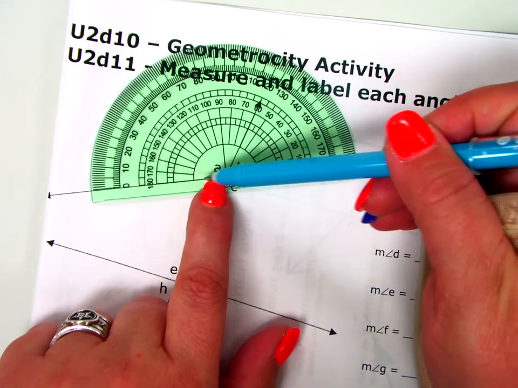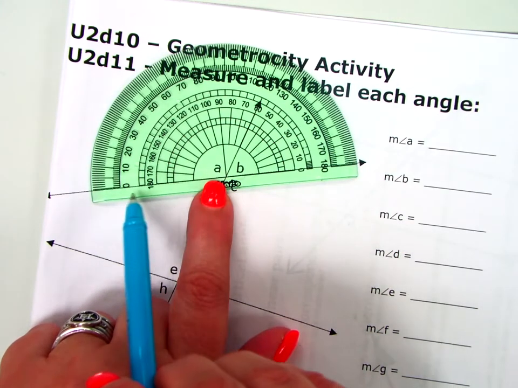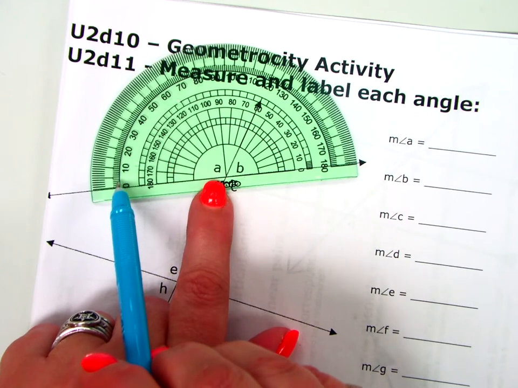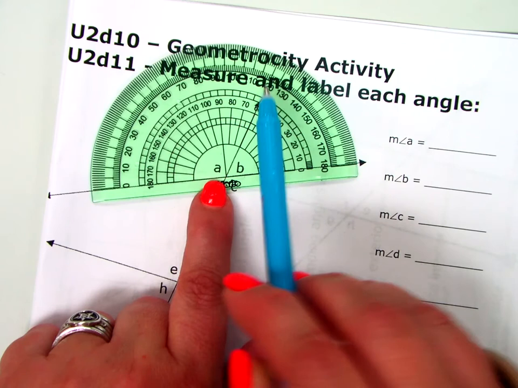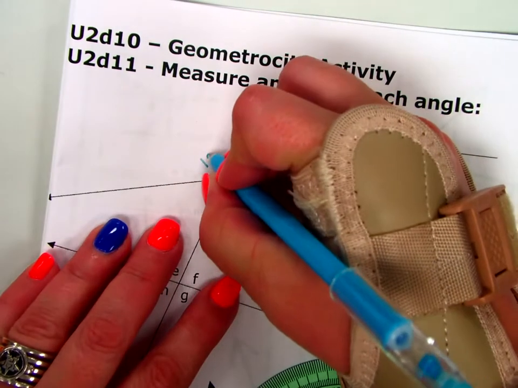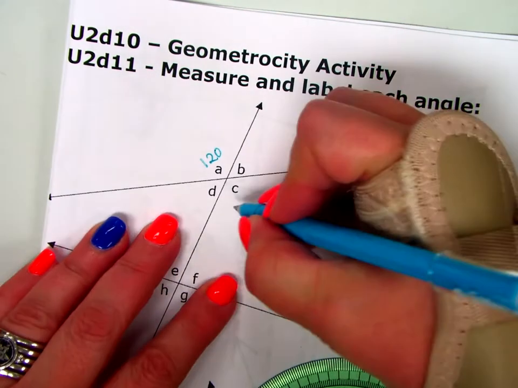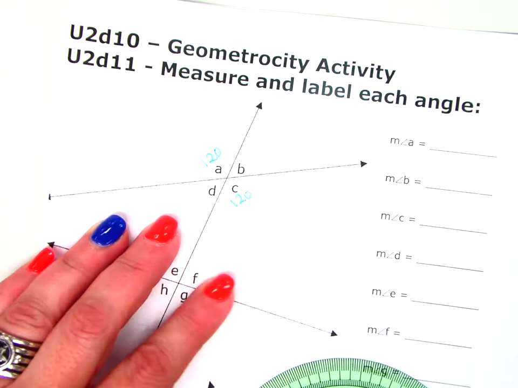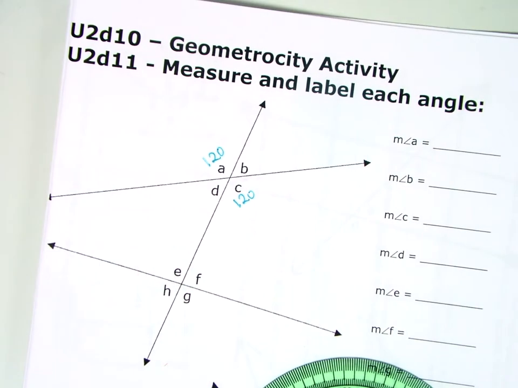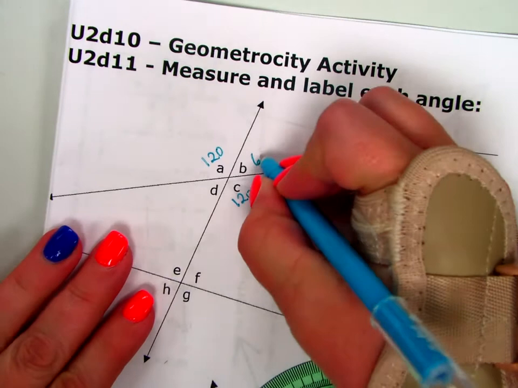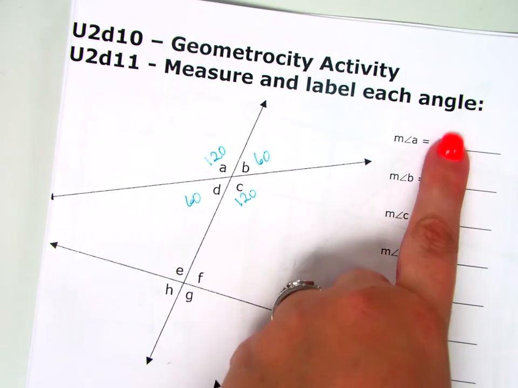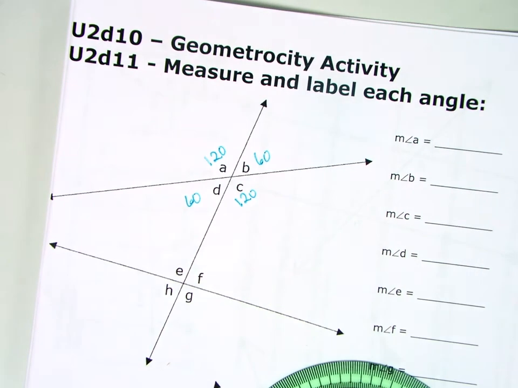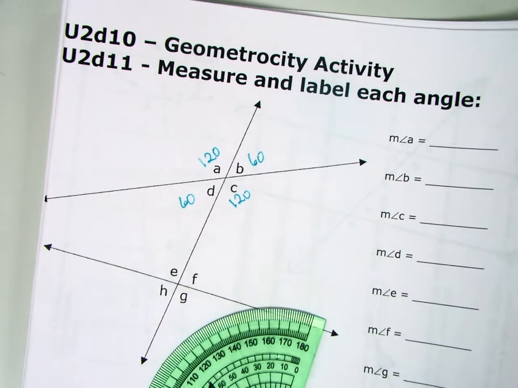So if I look at the other side, I want to look at where it goes to 0. Those are the outside numbers. So that means I'm looking at the outside numbers. So how big is angle A? 120. Which means the vertical angle is 120. What's the linear pair angle? 60. Okay, and we can fill those in here also. Just for time's sake, I'm going to leave them blank for now. Okay, so far so good.